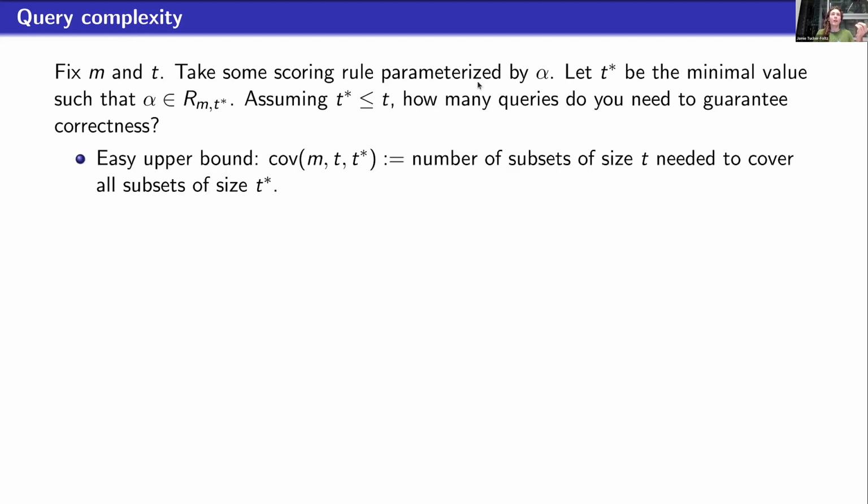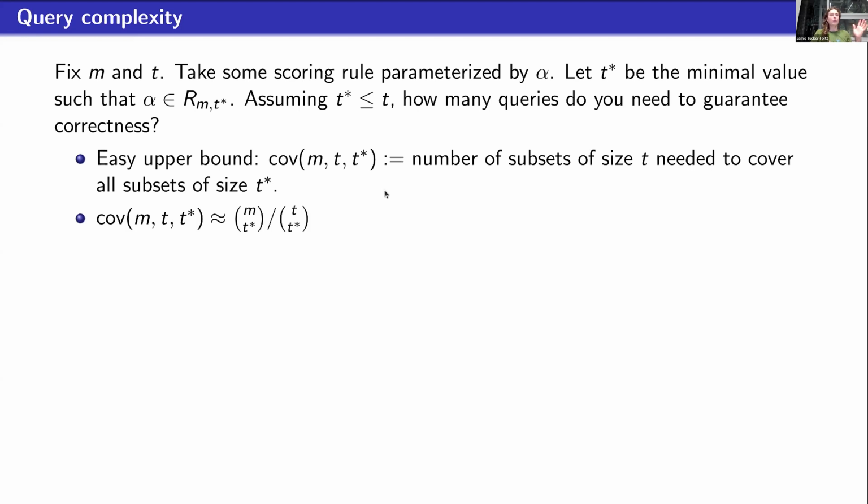Okay, so an easy upper bound is the number of queries it needs to hit every set. And this has a name. It's called the covering number of M, T, and T star. It's just the number of subsets of size T needed to cover all subsets of size T star. If I can do that, I've given the algorithm all the possible information it could want. And given that it's possible to execute the voting rule just from that information, this sort of brute force algorithm should do the trick. So if anything works, this works as a naive upper bound, querying every possible subset of size T star. And then this is a combinatorial problem, how you do that.